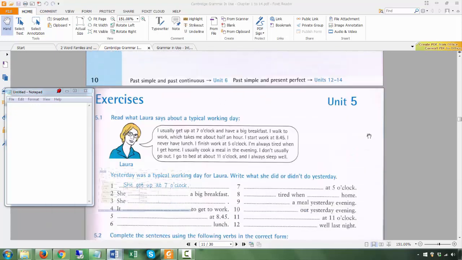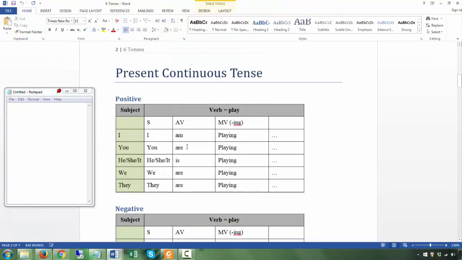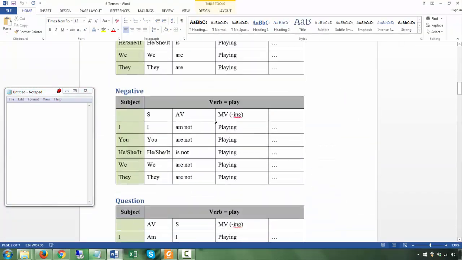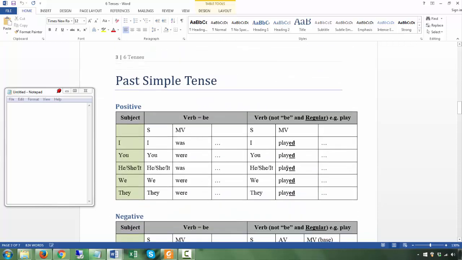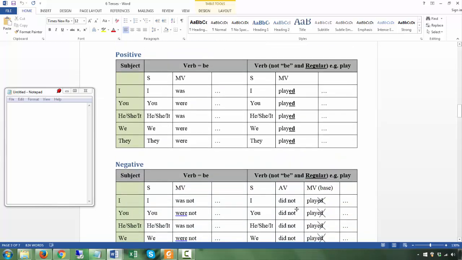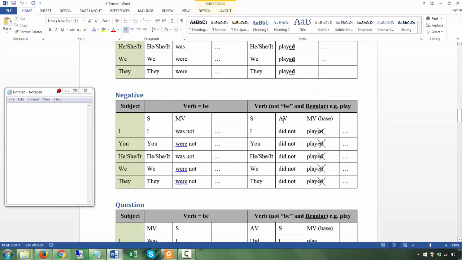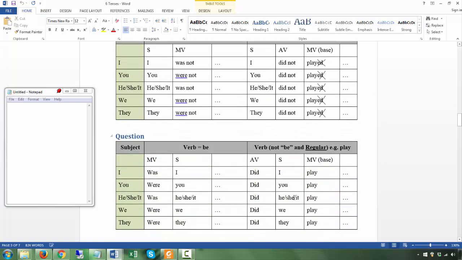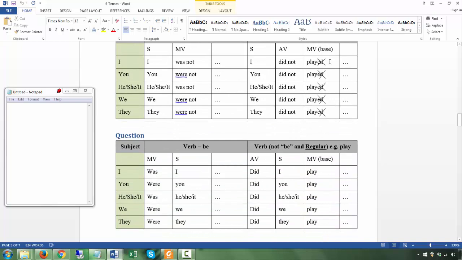Let's go to this table. So the past simple is very similar to the present simple, and it's a bit more complex. You need to know whether it's a be verb or not a be verb, okay? And then you use auxiliary verbs for the negative for not a be verb and the question. All right, so again, make sure you get your form correct.